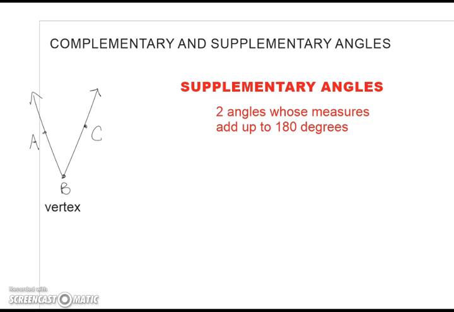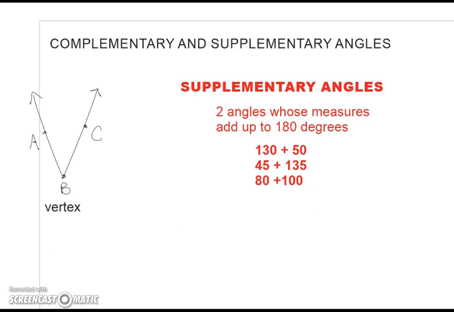Now, supplementary angles are two angles whose measures add up to 180 degrees. Now, I'm not saying either angle is 180 degrees itself, but putting the two angle measures together, it makes 180 degrees. Here are some examples. Here's three examples of pairs of angles that add up to 180 degrees.